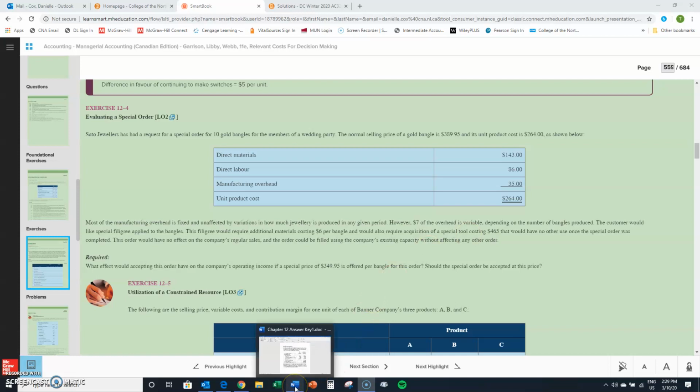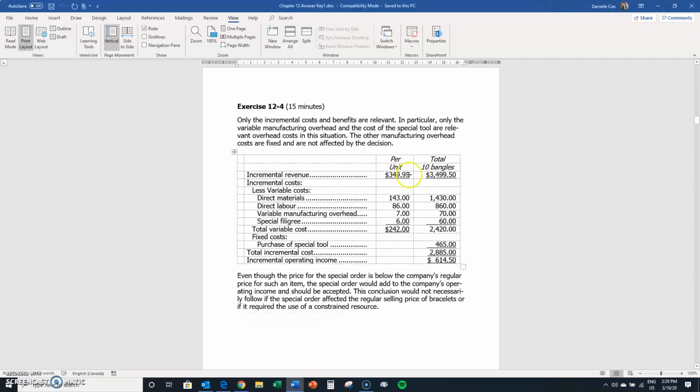So now if we go look at the solution, again, when you're doing them yourself, format them in this same way, per unit, and then the total per the number of items that were given. So incremental revenue, $349.95. They can sell each bangle for that price. The direct materials, the total amount of direct labor, and then for the manufacturing overhead, the variable amount was 7. So that comes into play in our decision.